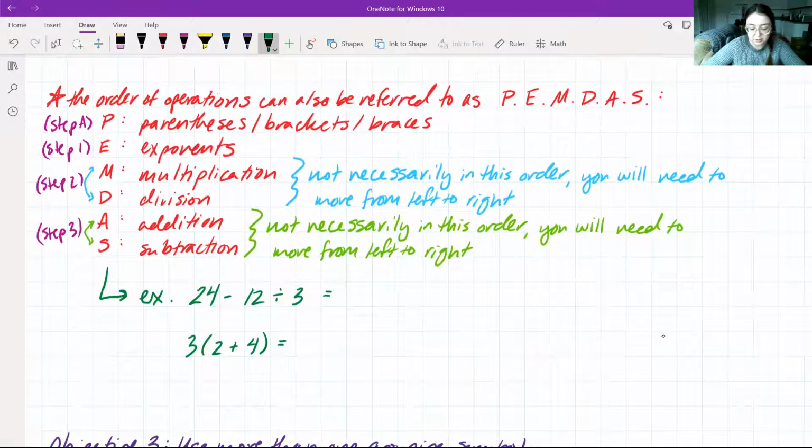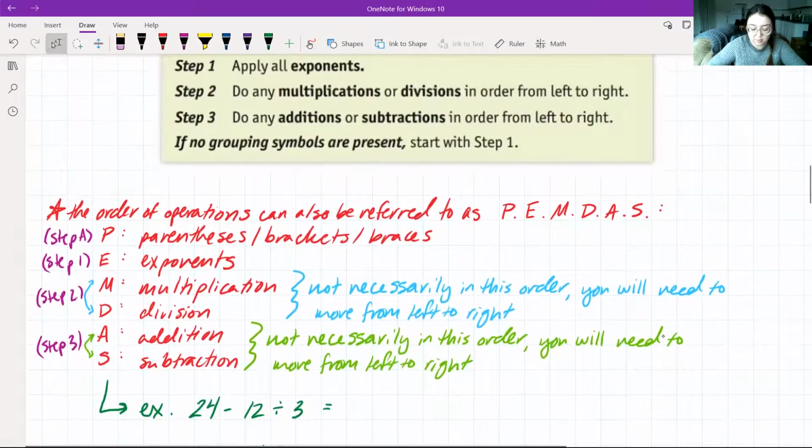For our first example, 24 minus 12 divided by 3. We don't have any grouping symbols in this case, so we're just going to go from step 1. Step 1 would be to apply all exponents. Well, we don't have any exponents, so we don't really have to worry about that. Step 2, do any multiplications or divisions in order from left to right. Our first step here is 24 minus 12, but we're on step 2 with multiplication and division, so we're going to pass it. Our next numbers here are 12 divided by 3.